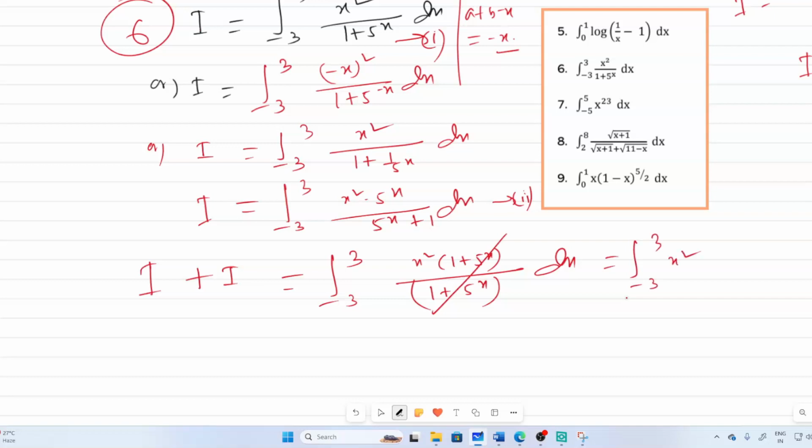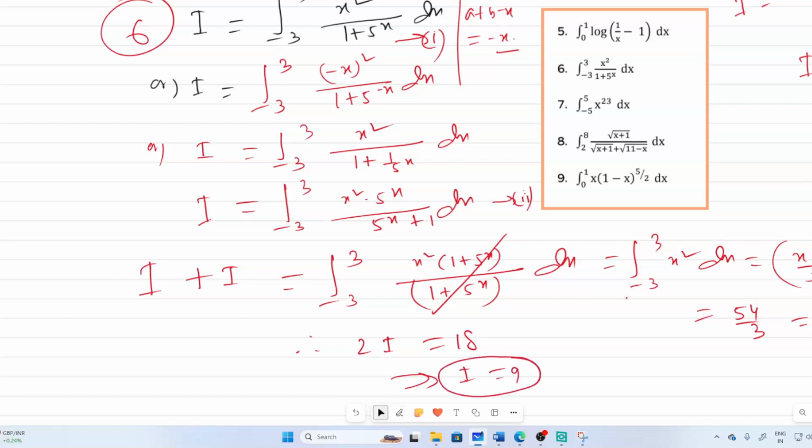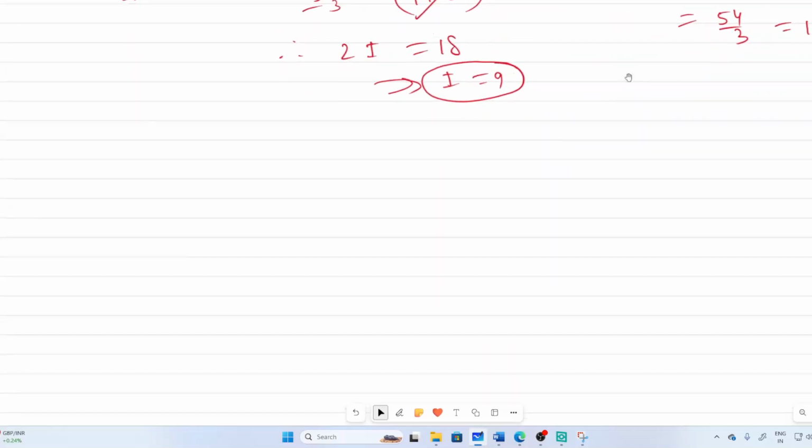So minus 3 to 3 x square dx, which is nothing but x cube by 3 from minus 3 to 3, 27 plus 27, 54 by 3, 18. So 2I equal to 18. This implies I equal to 9. Alright, you all understand?